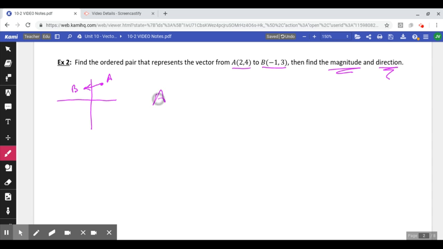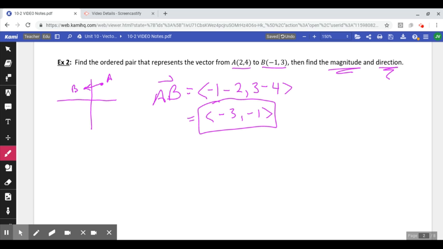To represent vector AB in a vector ordered pair, we want to look at the x value of the terminal point, which is negative 1, and then subtract the initial point's x value. Then we're going to take the y value, which is 3, of the terminal point, and subtract the initial point's y value. So we wind up with negative 3, negative 1 as our vector ordered pair here.